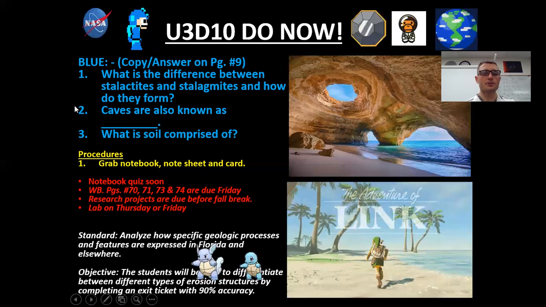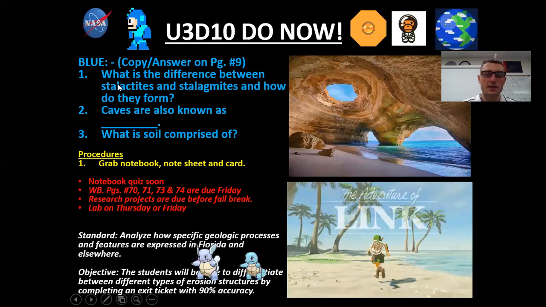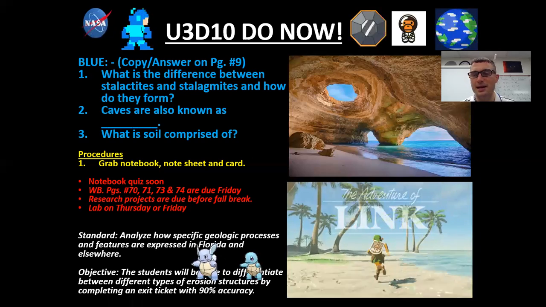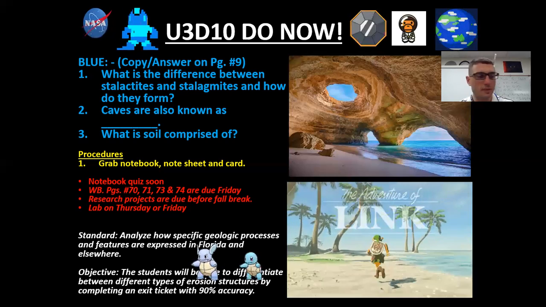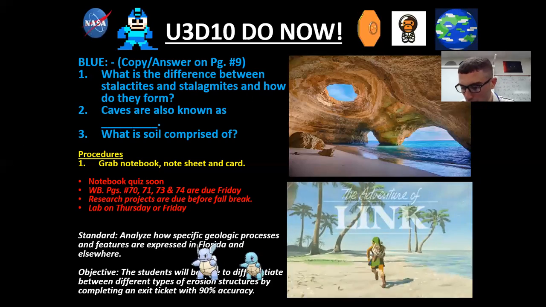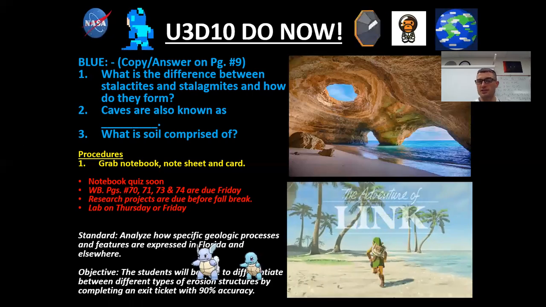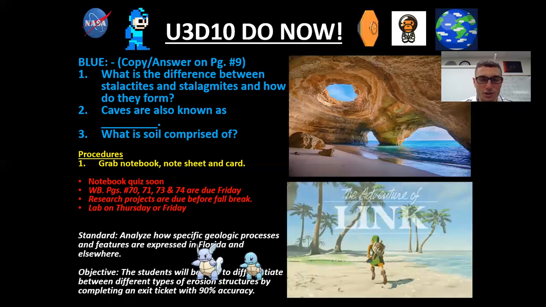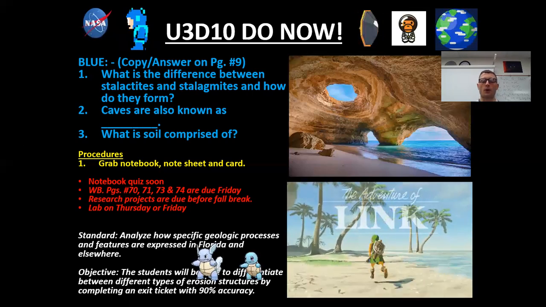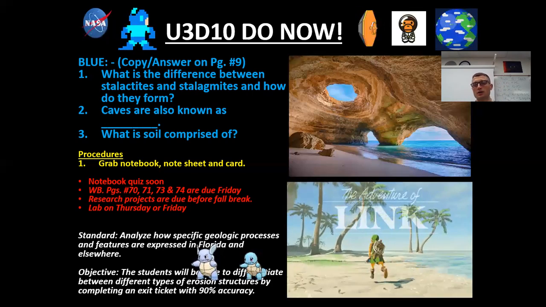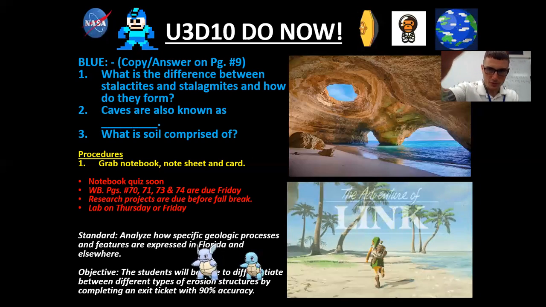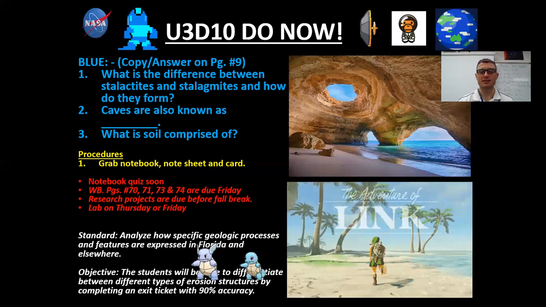All right, so let's go ahead to question number 1. What is the difference between stalactites and stalagmites, and how do they form? Those are the structures I mentioned yesterday with the water erosion, right? Those were the structures inside of caves I mentioned. 2, caves are also known as what? 3, what is soil comprised of? That is a little new to us, so let's see what that's all about.